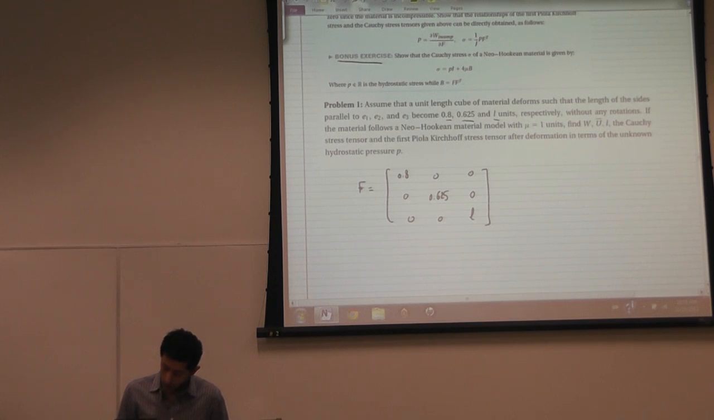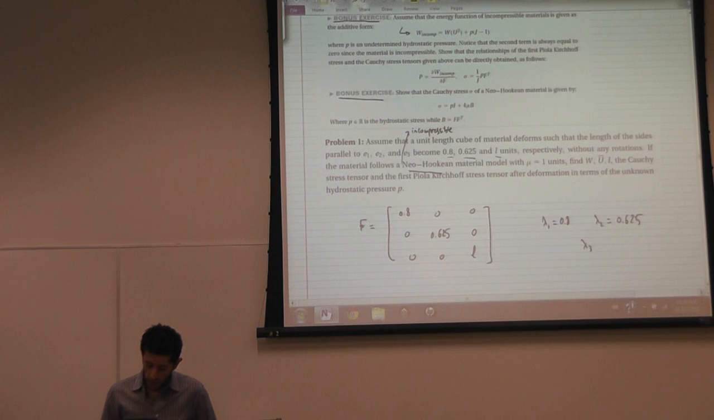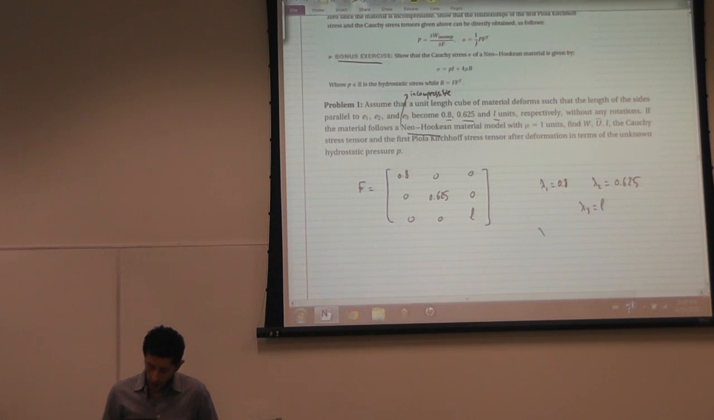Now, this is a neo-Hookean material, an incompressible neo-Hookean material. I should have made it clear that this is incompressible. So, incompressible, right away I know that lambda 1 is equal to 0.8, lambda 2, the second stretch, is 0.625, and lambda 3 is equal to L. Lambda 1, lambda 2, lambda 3: the determinant has to be equal to 1, from which lambda 3 is equal to 2 units.